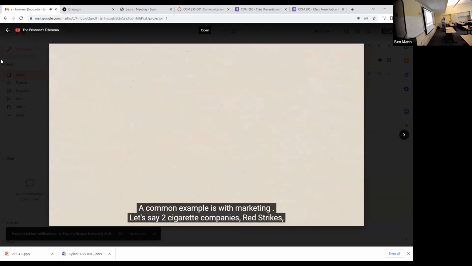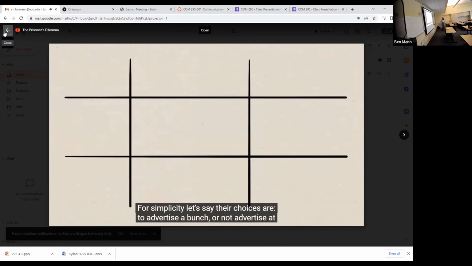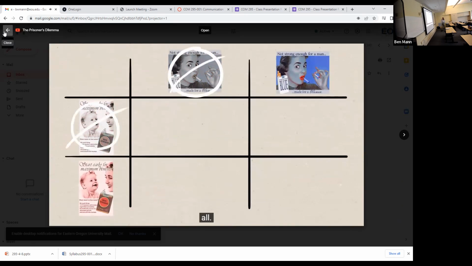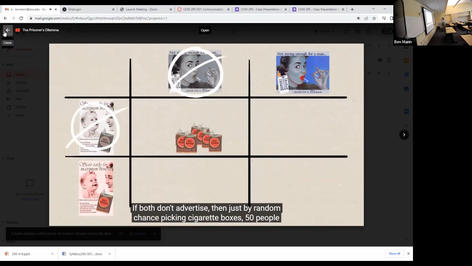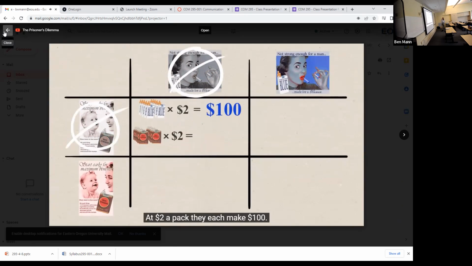Let's say 2 cigarette companies, Red Stripes and Smooth Blue, are deciding how much money they should spend on advertising. Since the product they each make is identical to one another, advertising has a huge impact on sales. For simplicity, let's say their choices are to advertise a bunch or not advertise at all. And there's just 100 people in the society and they all smoke. If both don't advertise, then just by random chance picking cigarette boxes, 50 people buy Red Stripes and 50 people buy Smooth Blue. At $2 a pack, they each made $100.